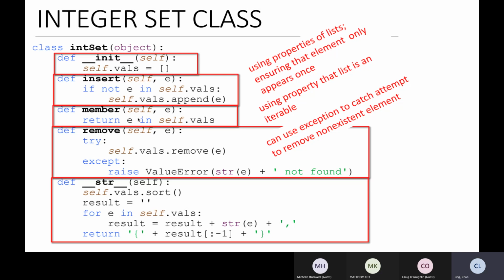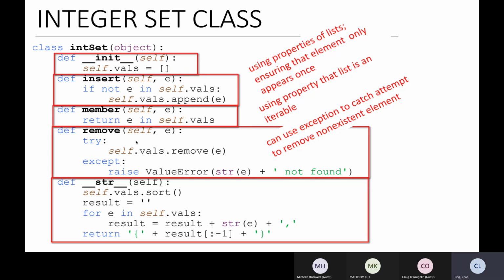How to tell if an element is in the set? Well, that's easy. You can just say, if E is in the list, you can use that in operator. And how to remove an element from the set? So you call the list function remove. But sometimes it may throw an exception because that element may not exist. Well, if that's the case, you catch it in the except clause. Say, I want to raise another error called ValueError, and it will give the hint: the string representation of that element is not found in that integer set. Okay, so that's the function remove.